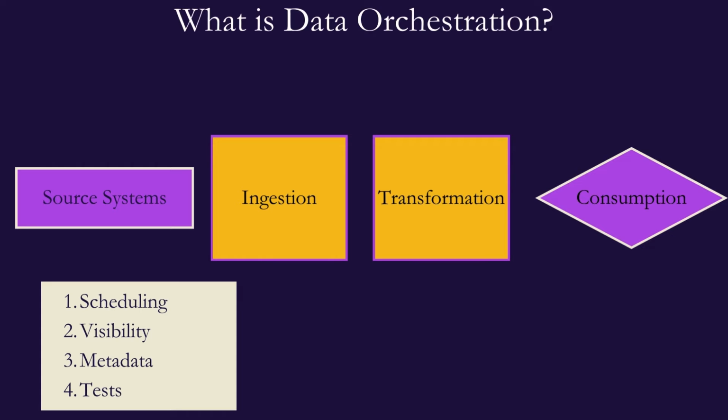And orchestration is the process of scheduling this whole evolution, creating visibility to the team you're on or the organization, having metadata for these processes, and finally making sure you can test everything at each stage so you can have confidence that your pipelines are working properly.